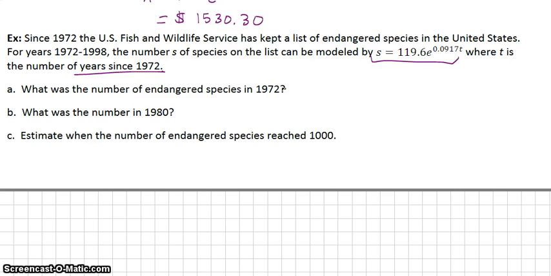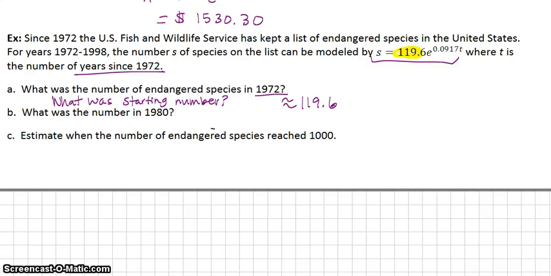In disguise, 1972 is our starting year, right? So they're asking us, what was the starting number? And we know the starting number in our formula comes before the E. We can't have 0.6 of a species, but that must be some average or something. So approximately 119.6 species in 1972. Next question, what was the number in 1980?